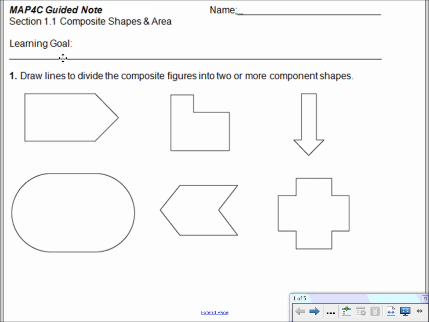Now, the way I divide things might be different than the way you divide things, okay? It doesn't matter as long as you're dividing it in a way that it's a recognizable shape that you can actually calculate stuff based on, okay? So first things first here, I'm going to draw a line here, and I would have a triangle and a rectangle, right?